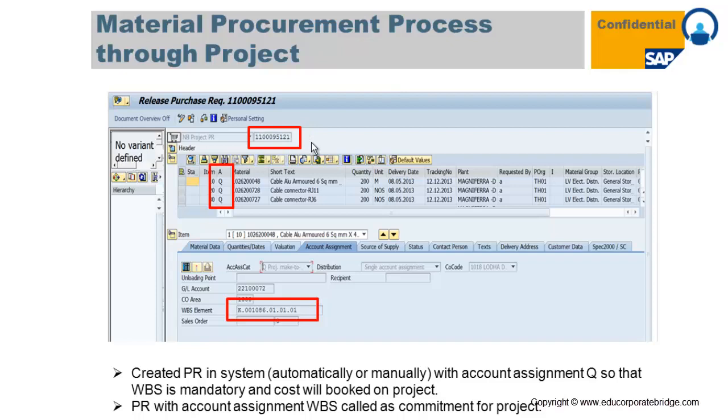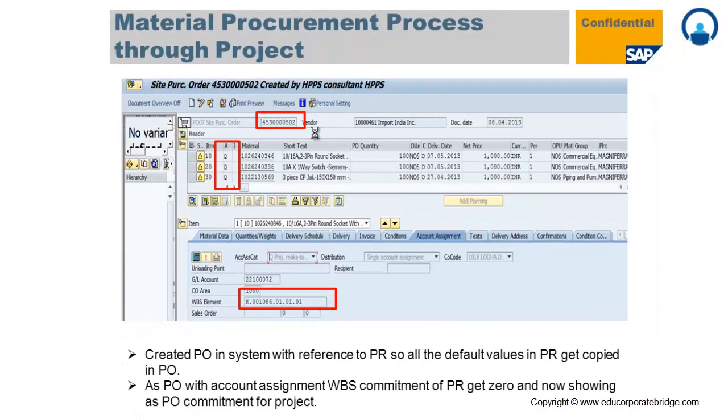You have to release that PR through the release strategy, which is again maintained in the module. Now you have to create a PO against that particular PR. With reference to that, the PO gets created, so the system will automatically pick all the values from PR to PO. So your account assignment, your material, your quantity, your price get picked up from the purchase requisition. In the purchase requisition, there is a price which is maintained as a tentative price. So here the procurement department has a facility to change that price.